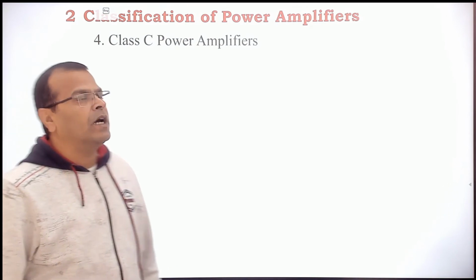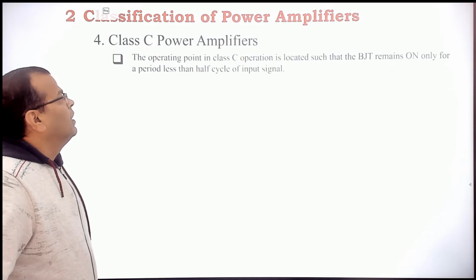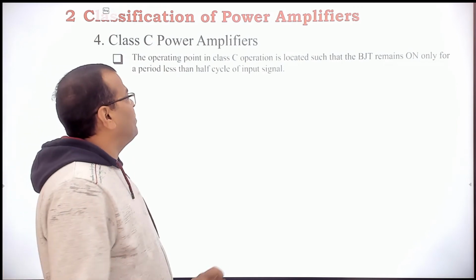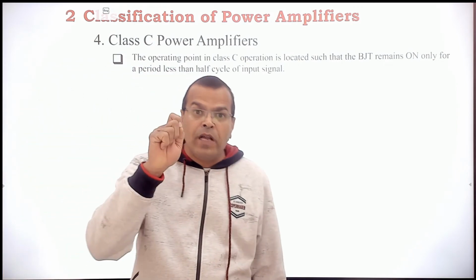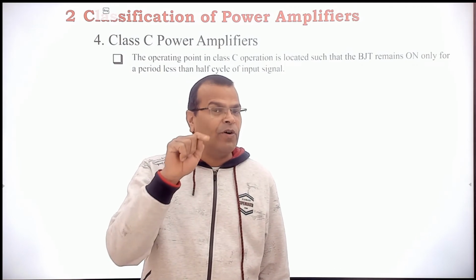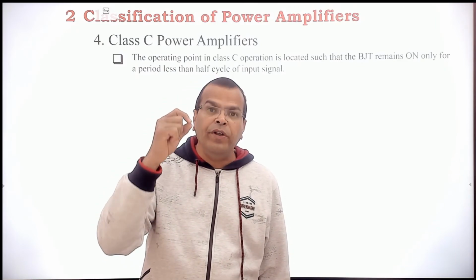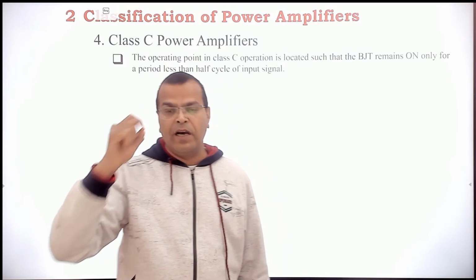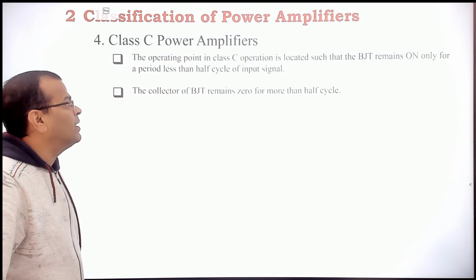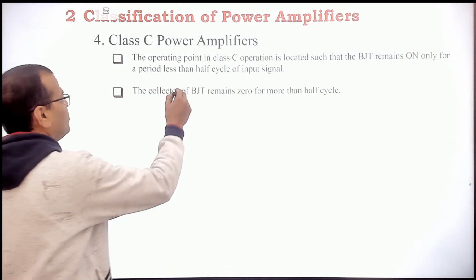So now we have the class C amplifier. What is class C amplifier? Let us see that. The operating point in class C operation is located such that BJT remains on only for a period less than half cycle. Less than half cycle. In case of class B, it was on for half cycle. But in case of class C, your BJT is on only for the period less than half cycle. So let us see. And the collector of BJT remains 0. There should be collector current.